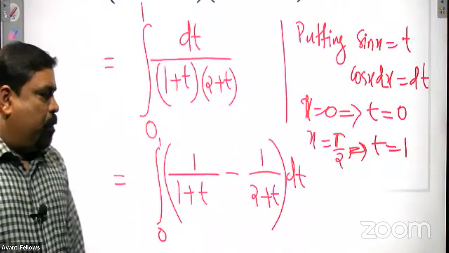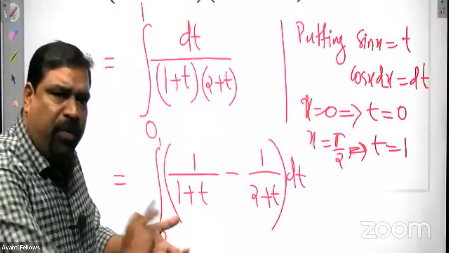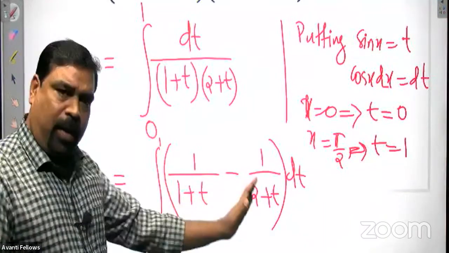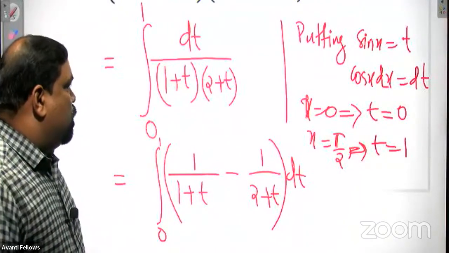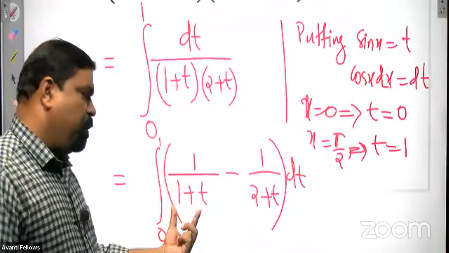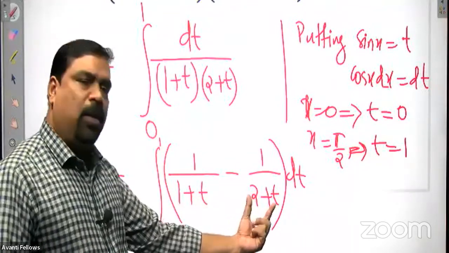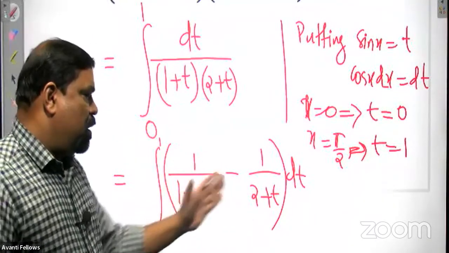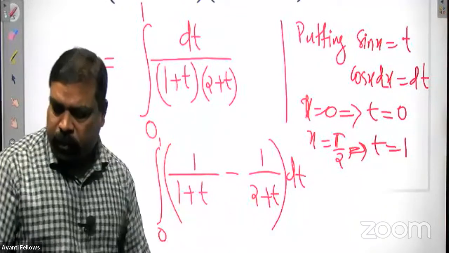Anyway, we have to express in partial fraction. There is no rule that you must follow everything. There is no need actually. Sometimes it may be possible to write the fractions directly. So you can easily write it. So 1 by 1 plus t minus 1 by 2 plus t. So each integral is known to you. 1 by 1 plus t means log mod 1 plus t. And 1 by 2 plus t means log mod 2 plus t. So both are integrable, standard integrals actually. Formula you have to apply and substitute the limit. Clear?